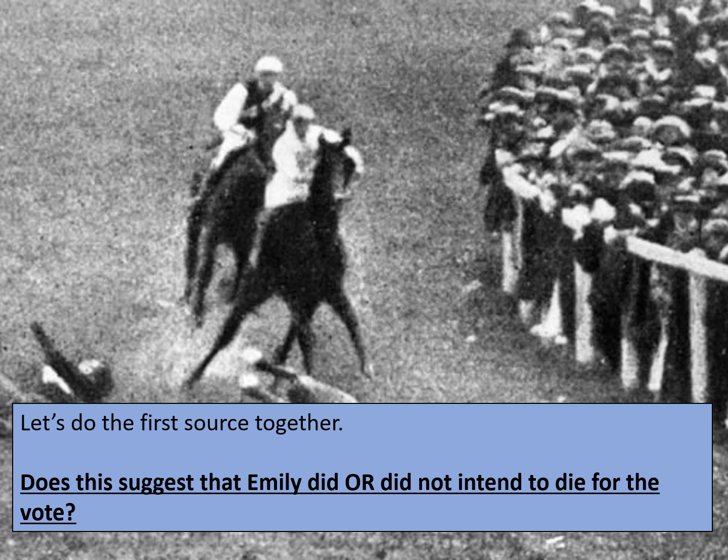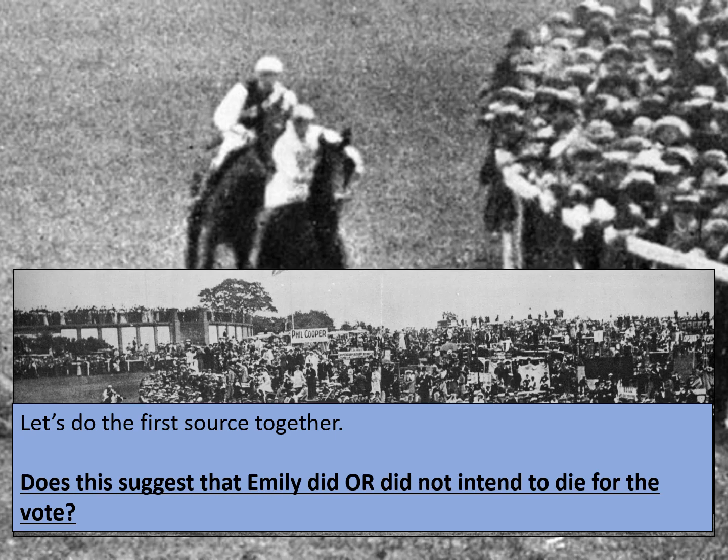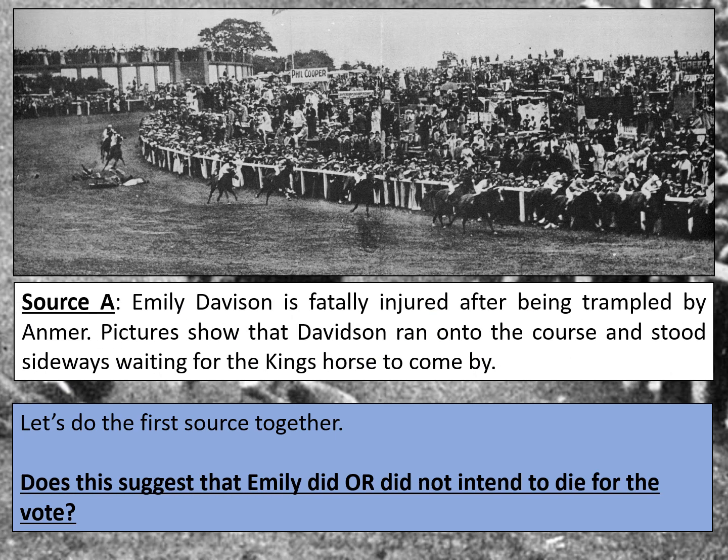Okay guys, so we're going to do source A together, as I just mentioned, so you can watch this carefully and then you can place in some notes into your charts as we talk through this first one. So source A is a picture of the racecourse and it tells us that Emily Davison is fatally injured after being trampled by Anmer, that's the king's horse. Pictures show that Davison ran onto the course and stood sideways waiting for the king's horse to come by.